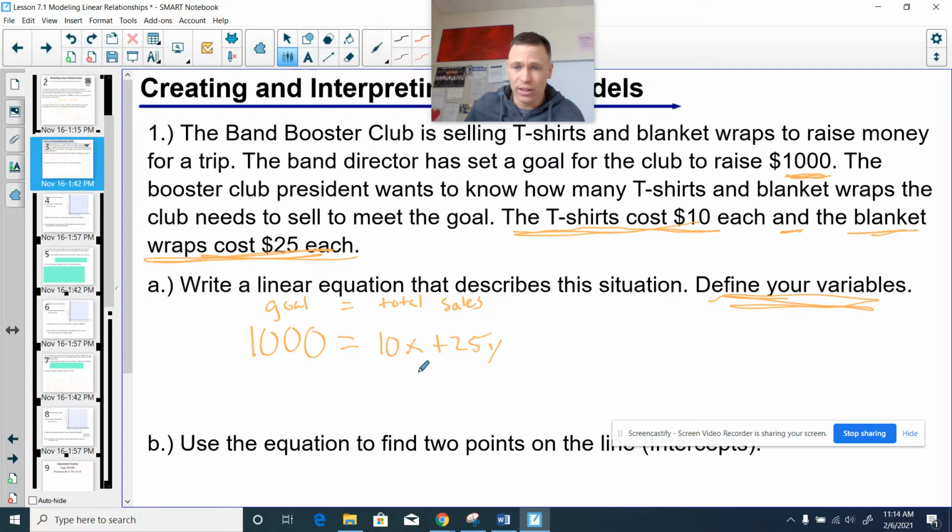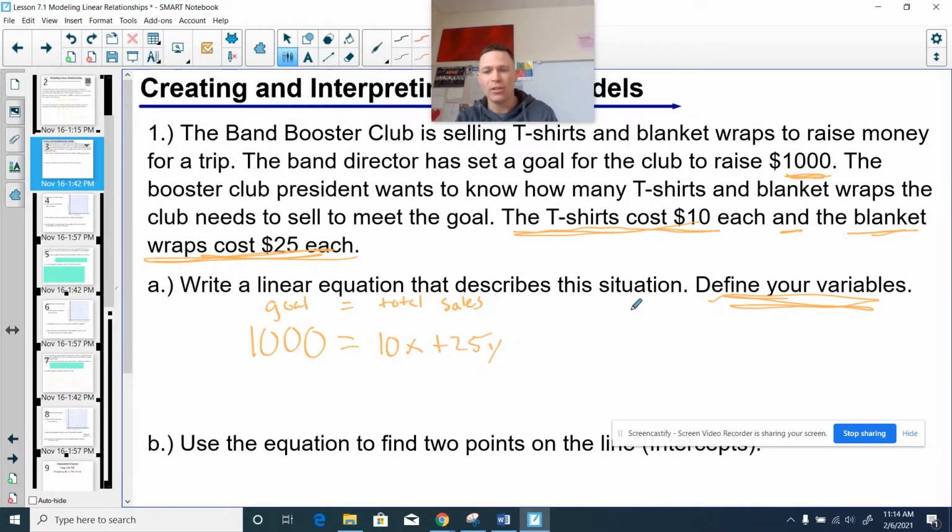Couple things. You could switch this around and it would not be incorrect, meaning you could have 25x plus 10y, but then realize later on, and I'll talk about this, your graph is going to look slightly different. It's not wrong, it's just going to look different. It's going to be a different representation of the same exact thing.